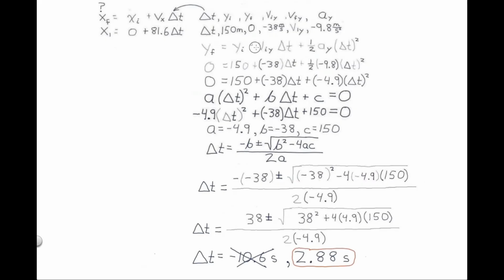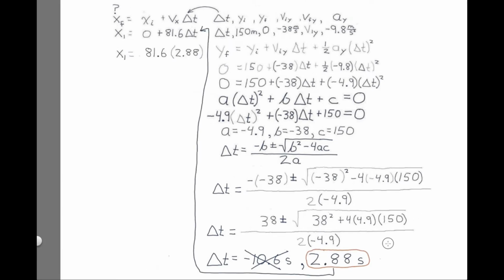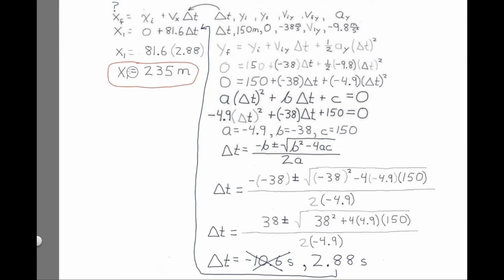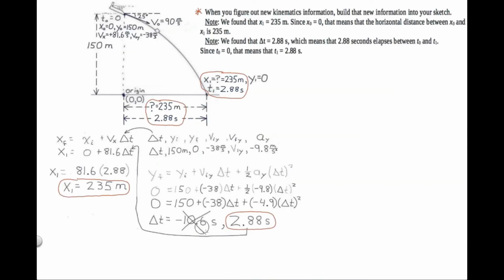We've used a kinematics equation for the y component to determine that delta t is 2.88 seconds. Now, we substitute this result for delta t into our kinematics equation for the x component. This equation now has only one unknown, so we can now determine the value of x sub 1. Our result is that x sub 1 equals 235 meters. Build your results for delta t and x1 into the sketch, like so.